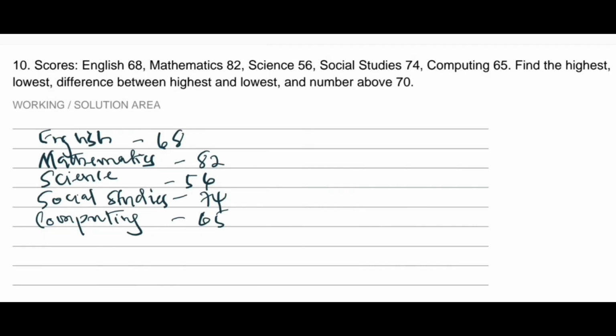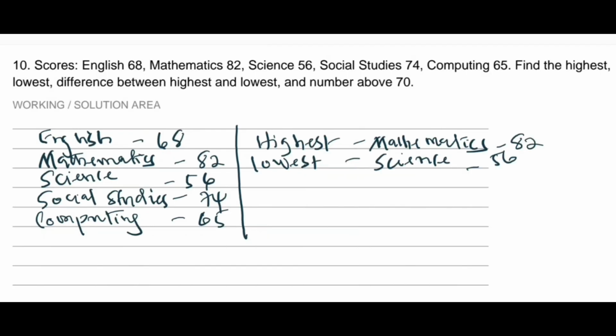The first question is, find the highest. So among these scores, which one is the highest? So the subject with the highest score is mathematics, 82. The next question is, so science is the lowest. So science is 56.